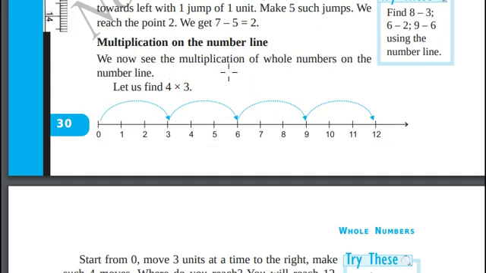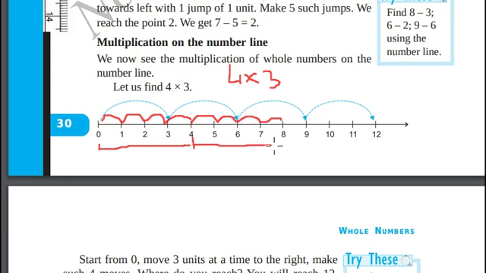We can also multiply 4 with 3. In that scenario, we will take this group of numbers from 0 to 4. We will repeat this 3 times. 0 to 4, 1, 2, 3, 4, right? Then again 4, 1, 2, 3, 4. Then again 4, 1, 2, 3, 4.